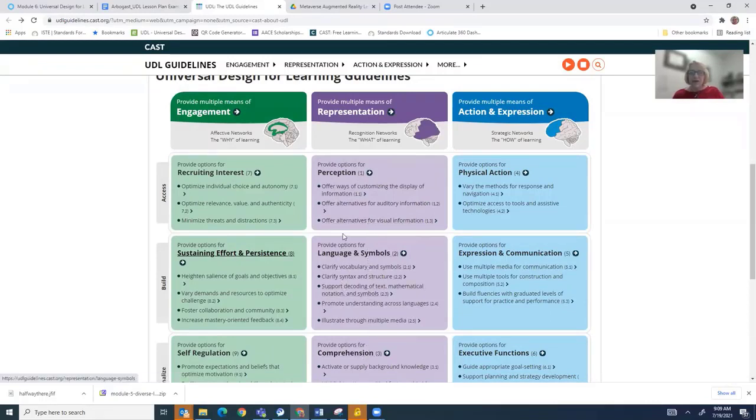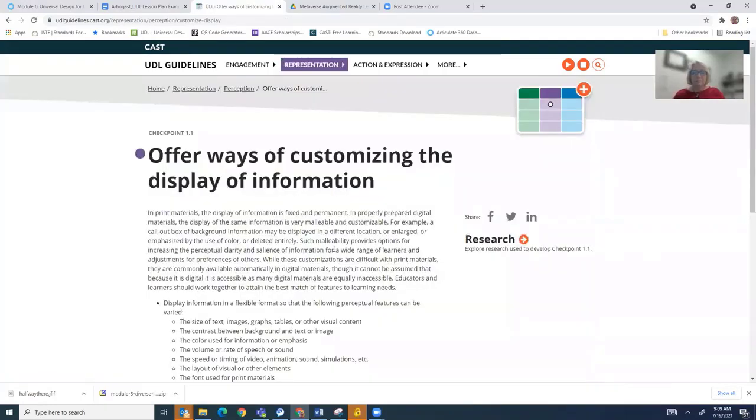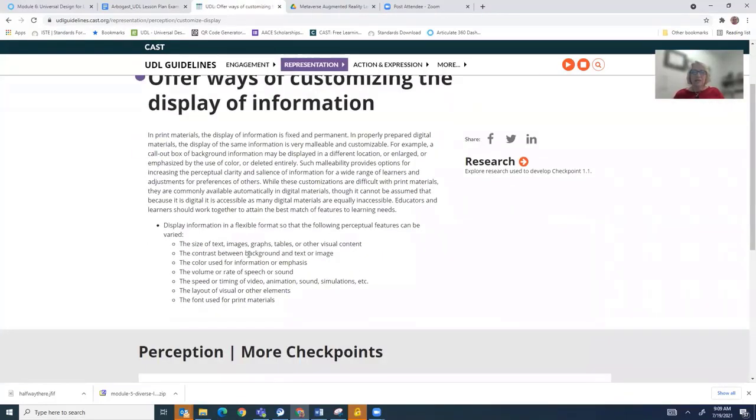And again, in the interest of time, I like the very first one. Offer ways of customizing the display of information. So this is very important. So let's take a look at that one. The size of text, images, graphs, tables, the contrast, the color used, the volume and rate of speed, or timing, the layout. So all of this is ways that they can control the display of that information.